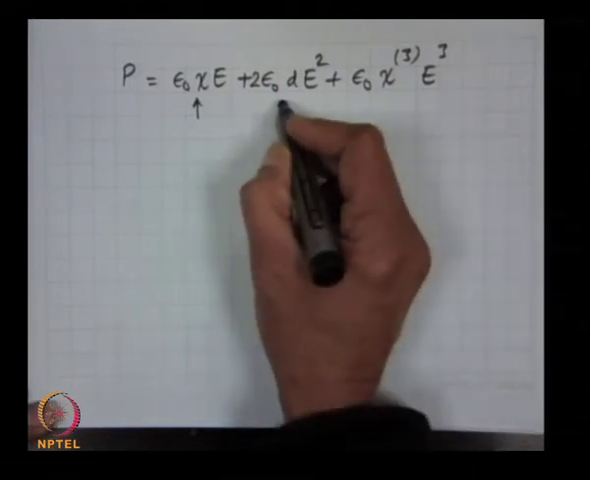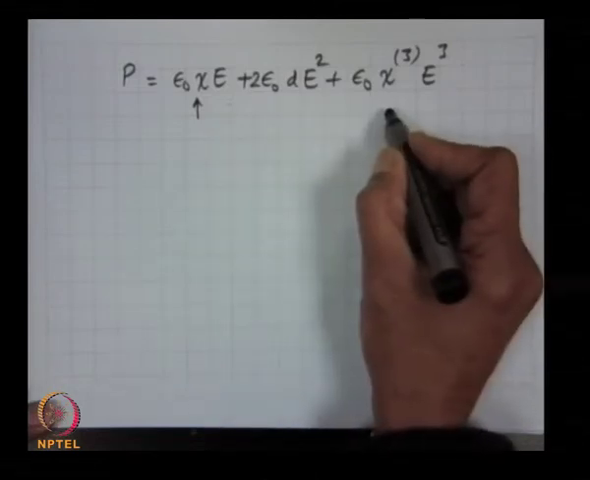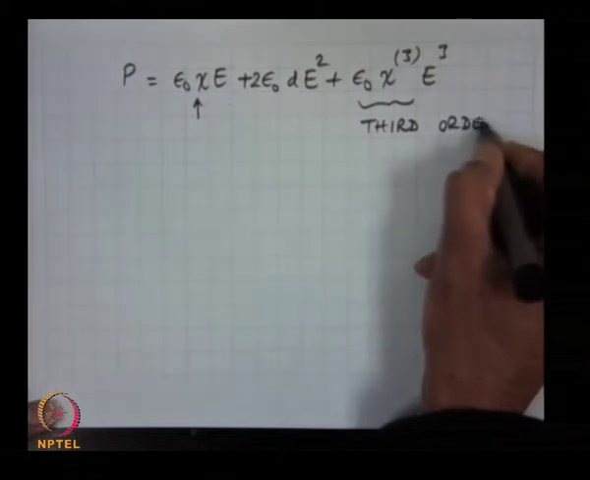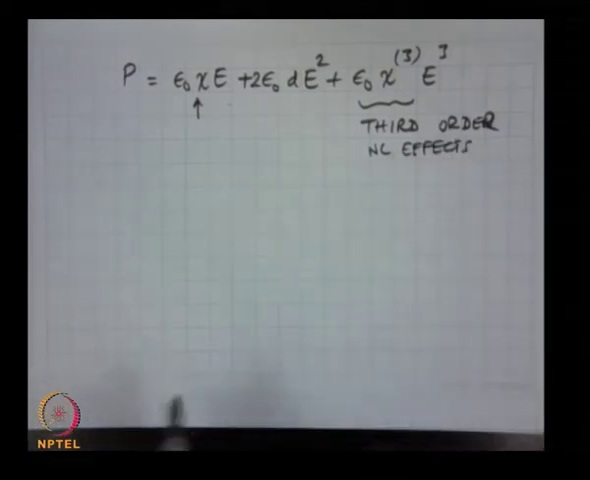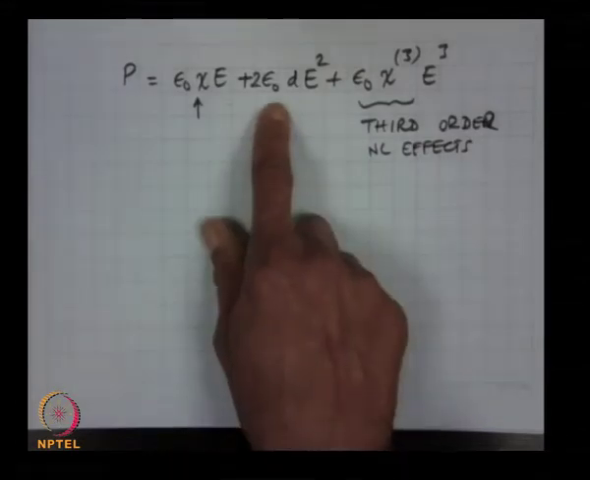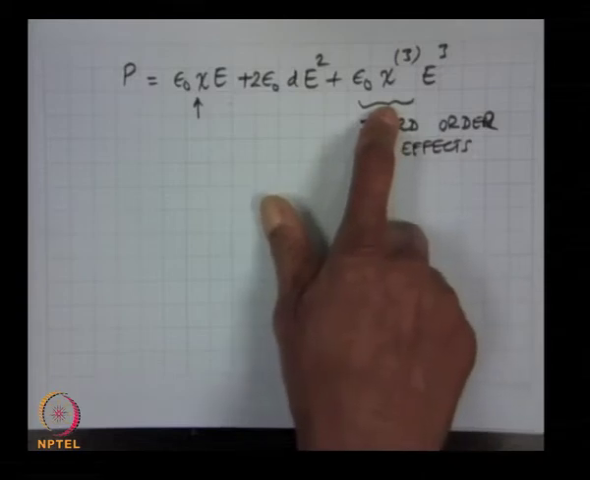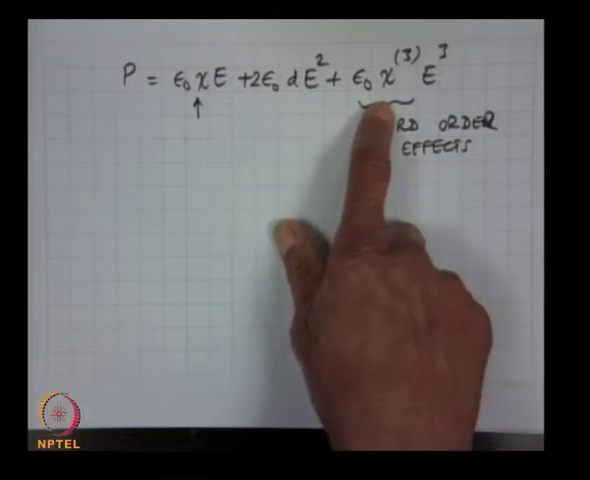This term is absent in media possessing a center of inversion symmetry. So in those media, the first nonlinear term is the E cubed term, and this is the third order nonlinear effect term. If you take, for example, any liquid or glass, then it does not possess the second order effect. All media possess the third order effects. So even the glass that is used in optical fibers, for example, will possess this effect. And as I was mentioning, this causes problems in communicating through light using optical fibers.